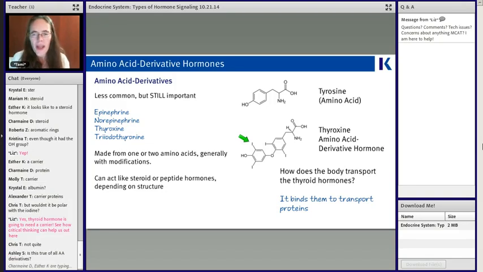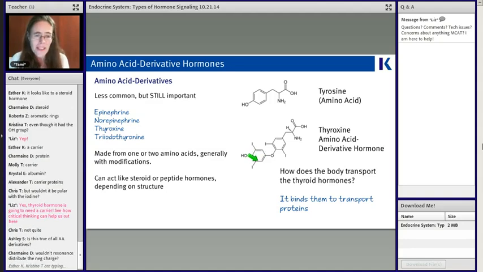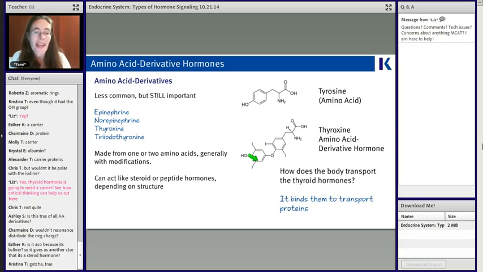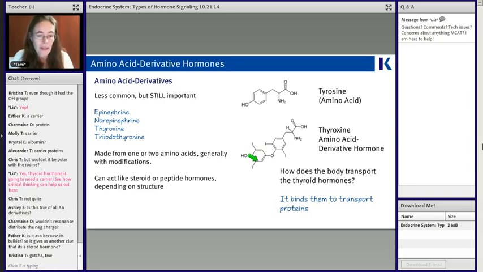So even though it has these iodines, remember we have this aromatic ring here. So we're going to be constantly moving the electrons around in this aromatic ring. Very, very stable because of the aromaticity. So it distributes that negative charge, absolutely. Good. And remember testosterone.